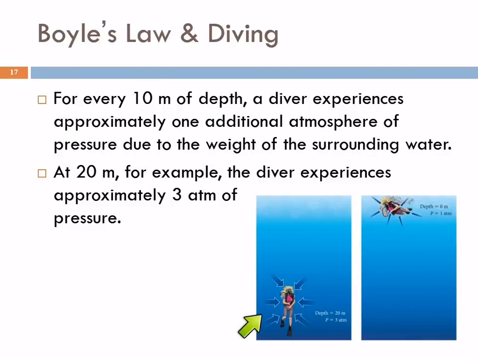So if we've got a diver down here at 20 meters, he's experiencing approximately 3 atmospheres of pressure. Up at the top, at 0 meters, he's got 1 atmosphere of pressure. Go down 10 meters, you've got 2 atmospheres of pressure. You go down 20 meters, you've got 3 atmospheres of pressure.